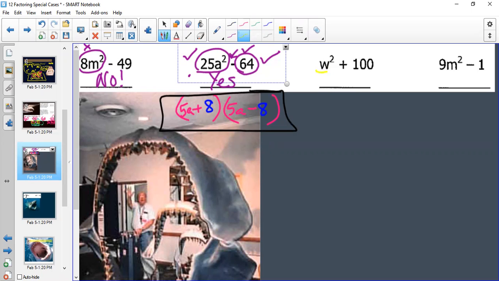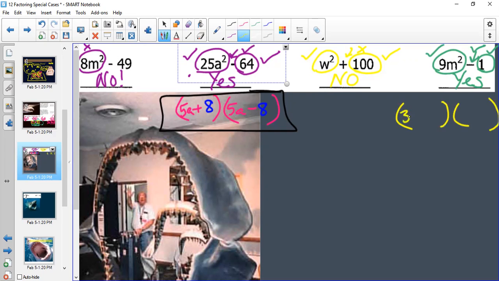All right, next one, perfect square? Yes. Perfect square? Yes. Are they having their differences? No. Can you factor this one? No. All right, next one, perfect square? Yes. Perfect square? Yes. Differences? Yes. We can split this couple up. Square root both terms. The square root of 9m squared is 3m. That goes in the first parenthesis of each one. The square root of 1 is 1. Remember the good times, remember the bad times. And that would be your answer.